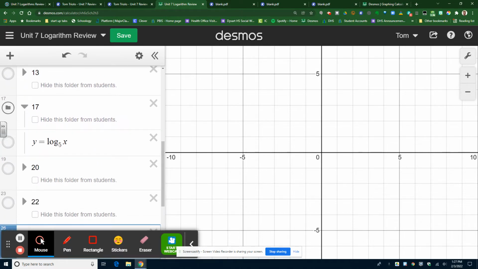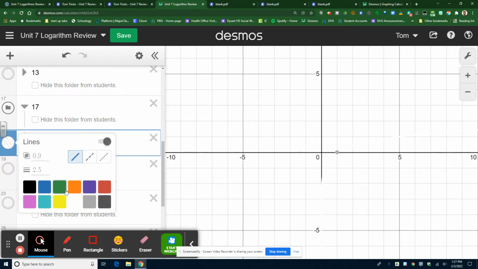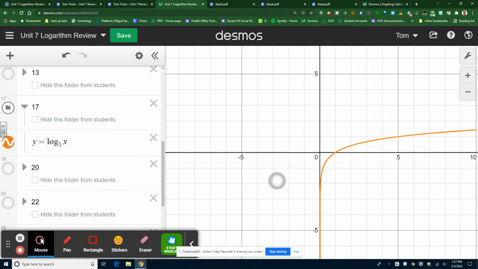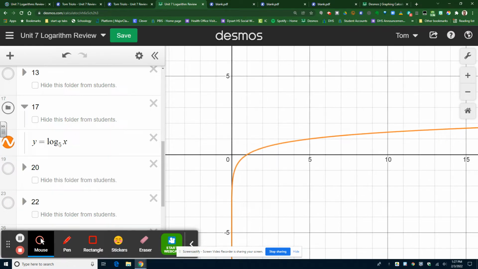Okay. So, let's turn this. Is this one still white? Oh, this is the white one. Except I want to be able to see it. So, white is not a good color for a graph. I don't know why they even have that one. Let's go orange. Go Suns. All right. Ready?